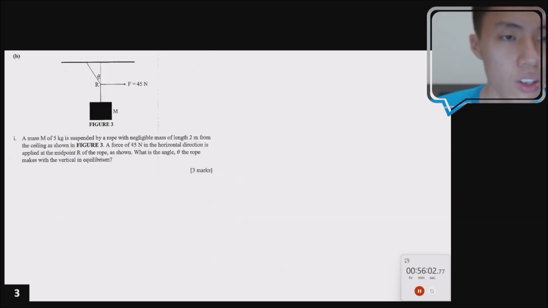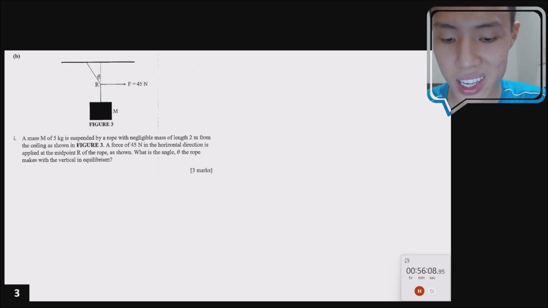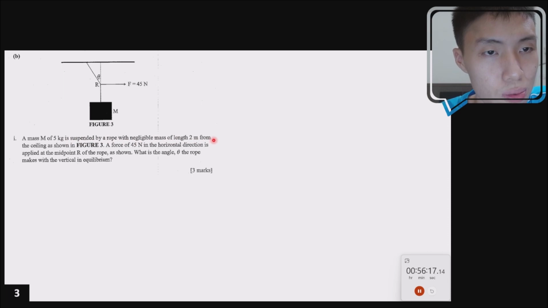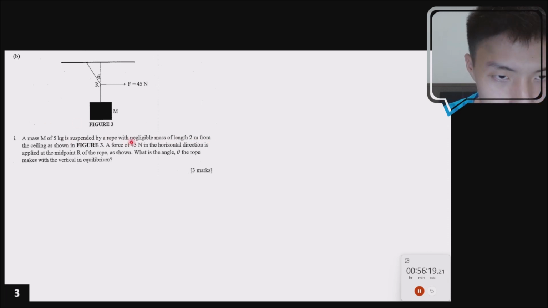Next, question 3B. You see a system like this, you should probably think this is regarding forces. A mass M of 5 kg is suspended by a rope with negligible mass of length 2 meter from the ceiling as shown in figure 3. So this is the rope from here to here. This is one piece of rope which is 2 meter.